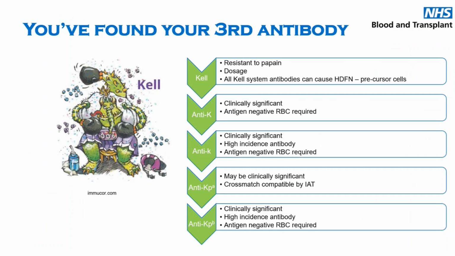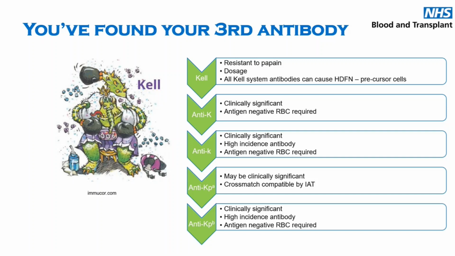KEL system antibodies are resistant to papain. They can show dosage. Sometimes not as classically as what the likes of M can, but having done hundreds of antibody IDs, I have seen that. Anti-big K is clinically significant, and you must give antigen negative blood. Roughly 90% of your people are going to be big K negative, so it is easy to get blood for them.